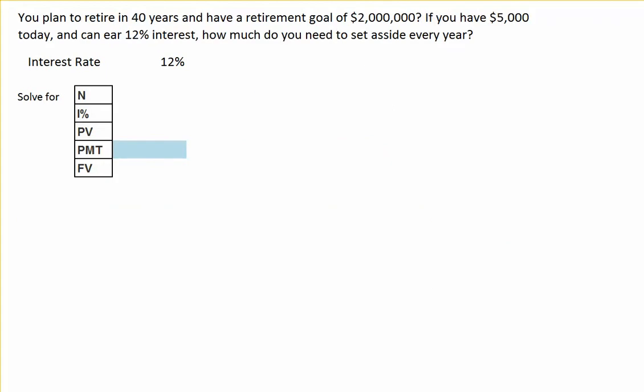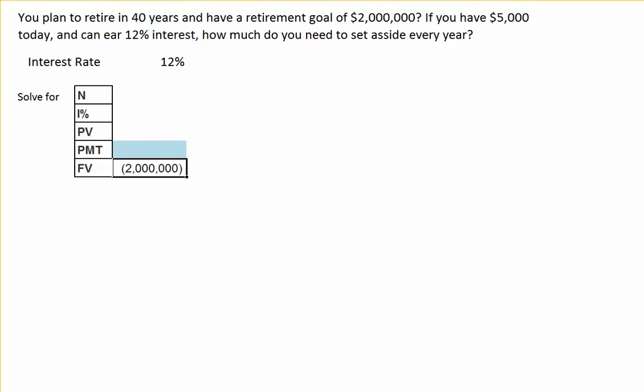Let's consider a problem where we have an annuity and also an initial amount. Let's say we plan to retire in 40 years and we have a retirement goal of $2 million. If we have $5,000 today and can earn 12% interest, how much do we need to set aside every year?